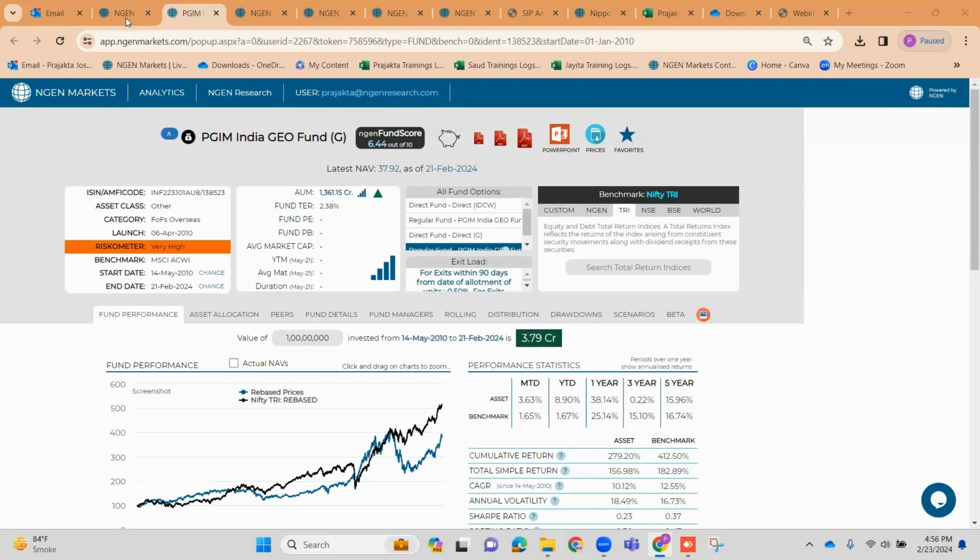Sure. So the approach that we've generally taken is that we let the user choose whatever benchmark they want to choose. We don't, generally speaking, load the benchmark that the fund manager has provided. And that's what my feedback is.